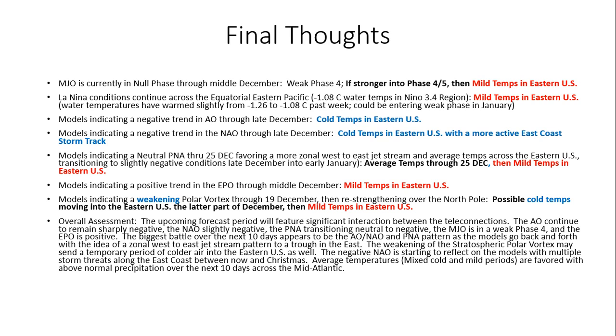Now, when I say average temperatures over the period with above normal precip, what I'm talking about is there'll be periods of colder air, below normal days, mixed with above normal days, the milder periods. Overall, you have a couple above normal temperature days and a couple below normal temperature days, and that equals out to be average. So when I say average, that's exactly what I mean. But we are seeing with that negative NAO, it's starting to reflect on the models with multiple storm threats along the East Coast between now and Christmas.